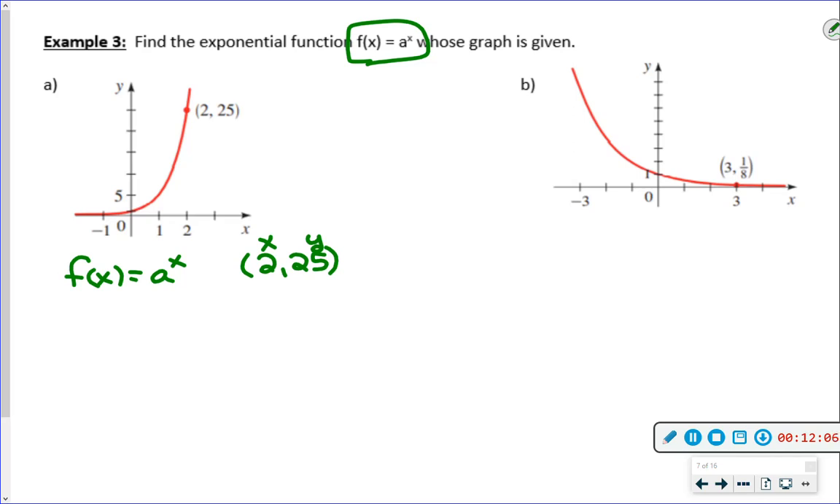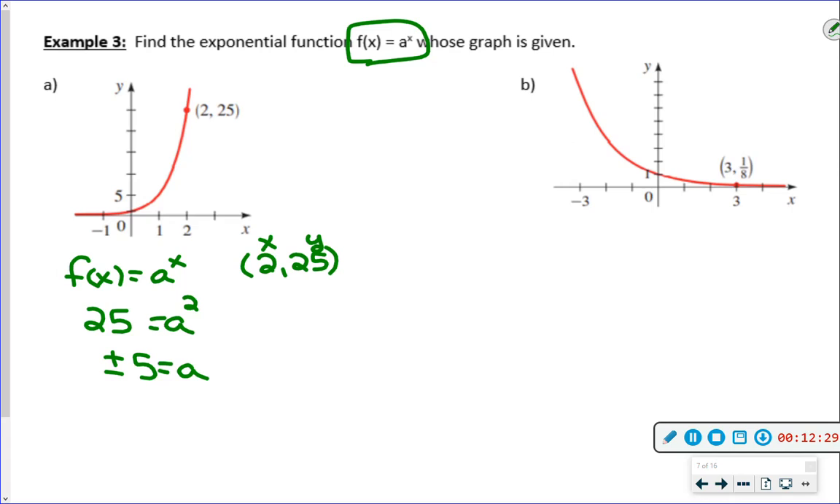So x I'm going to put as a 2, so a squared. And 25 is my y, or my f of x if you're in function notation. Okay, you can solve for a. What's a? Technically, it should be plus or minus 5. You know I got to be technical, right? But I'm clearly not going to pick one of those.